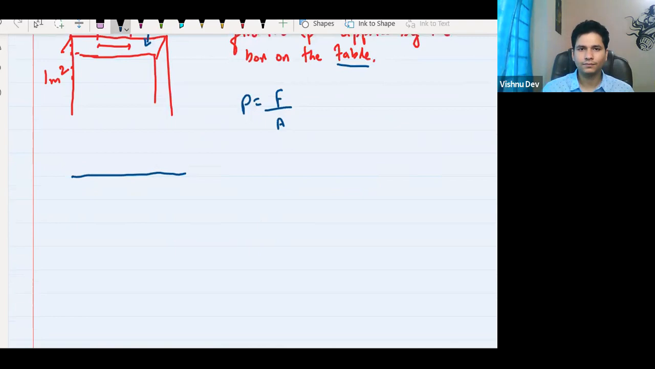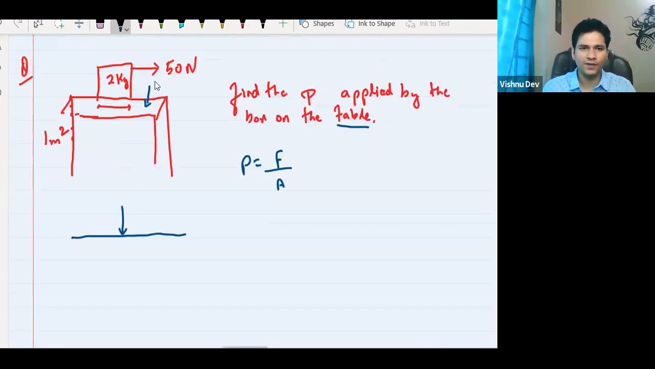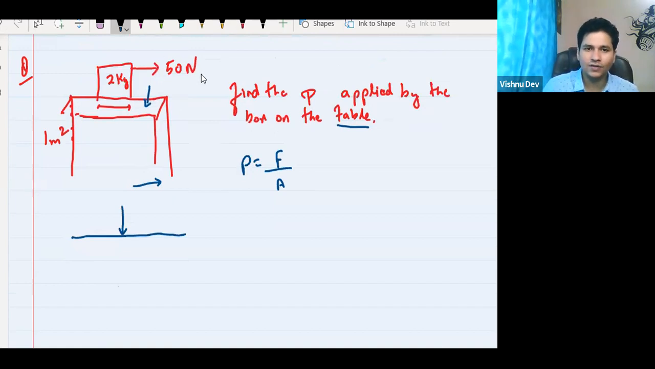The perpendicular should be 90 degrees, in this direction, downwards. Yes, very good. But this 50 Newton is given in this direction, yes or no? So it is not a perpendicular force.